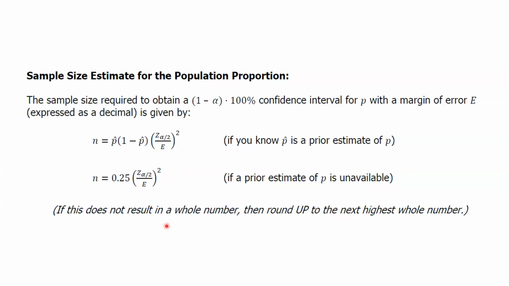Okay. If this does not result in a whole number, either one of these, we need to make sure that we round up to the next highest whole number. We always want to round up and never down because we'd rather have a slightly larger sample than needed rather than too small.